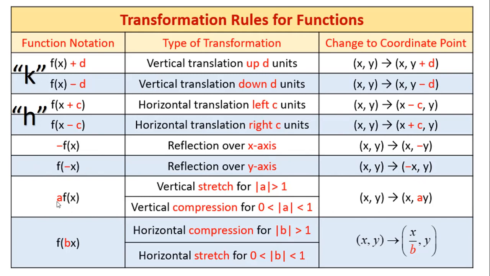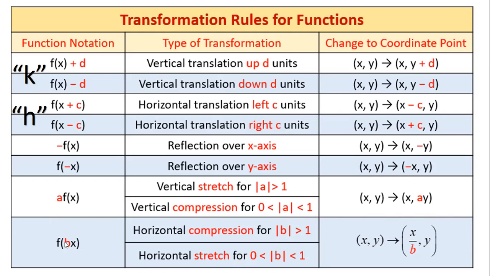And then we have our A. A is our vertical stretch or compression. If the absolute value of A, regardless of whether it's negative, is greater than 1, you have a vertical stretch. That means you're multiplying your y values by that amount. If your A value is between 0 and 1, you have a vertical compression. That means you are still multiplying by that value, but it's a fraction, which means you may also be dividing, because 1/2 is the same thing as dividing by 2.